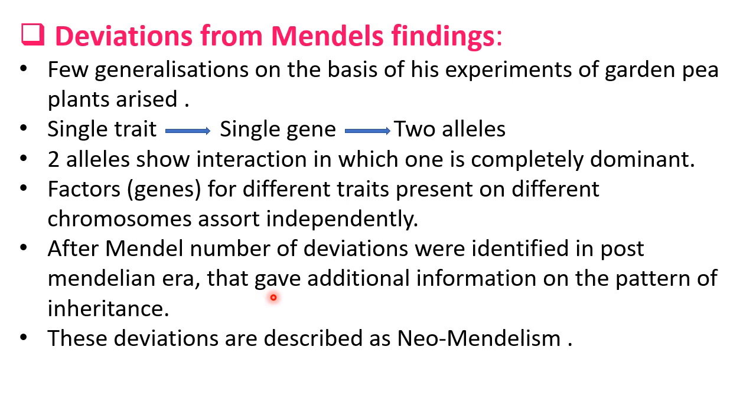So these deviations or differences were found due to additional studies made on genetics by different scientists, which give additional information on the pattern of inheritance of genes. So these deviations or differences in genetics after Mendel are described as neo-Mendelism.